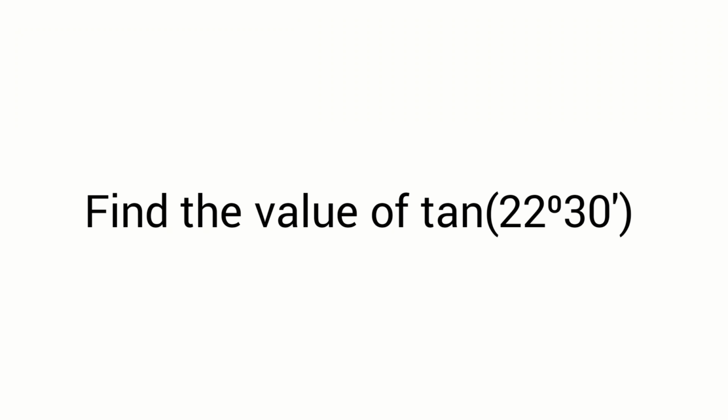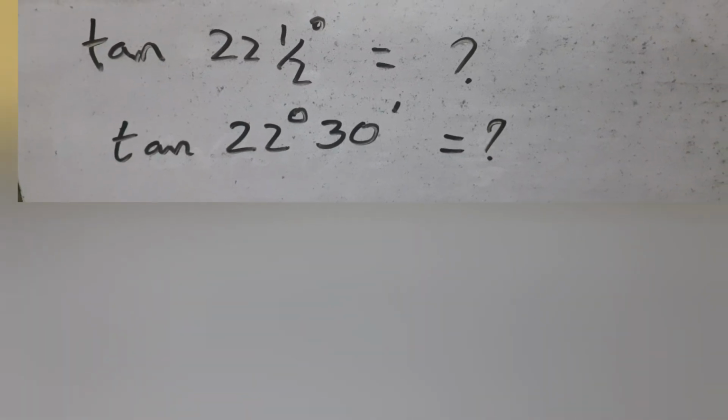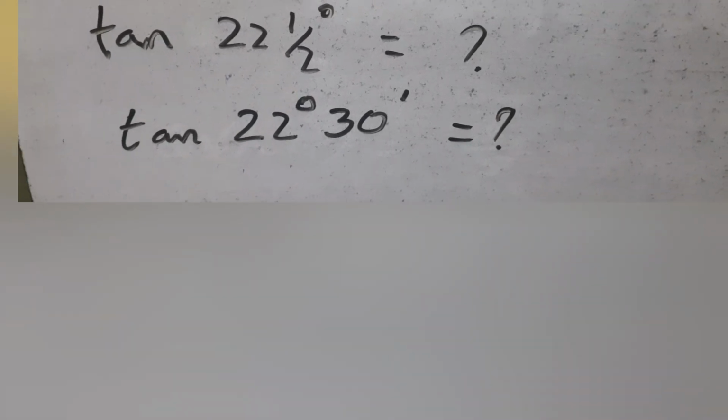Note that 30 minutes is half a degree, so we are trying to find tan 22.5 degrees. It's the same as 45 by 2 degrees.